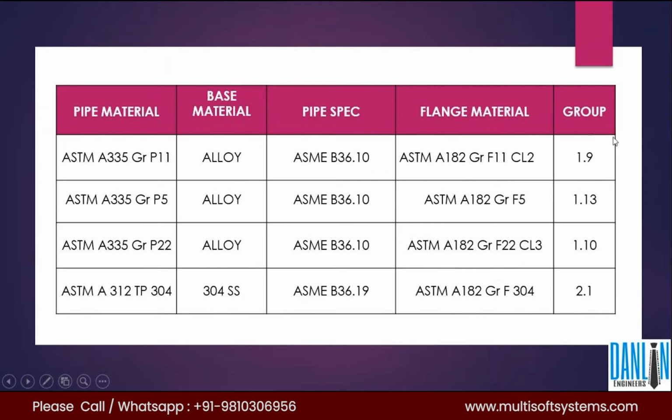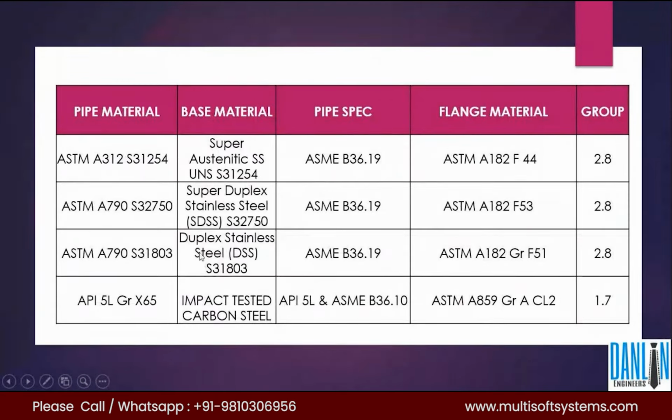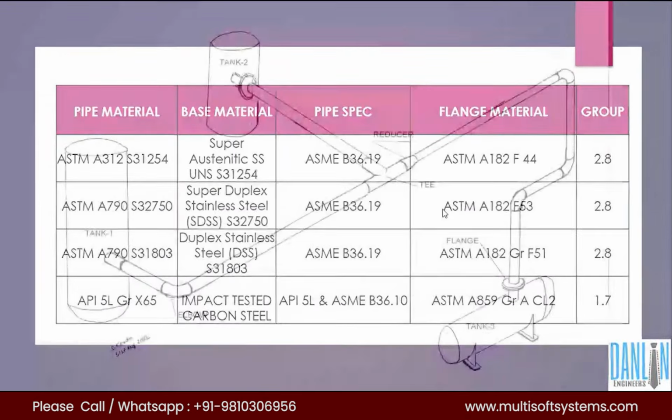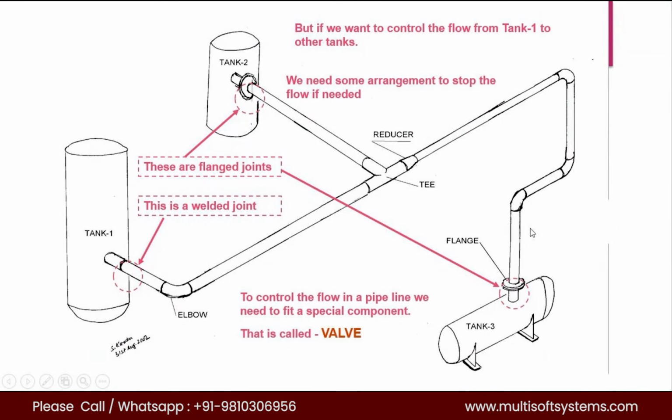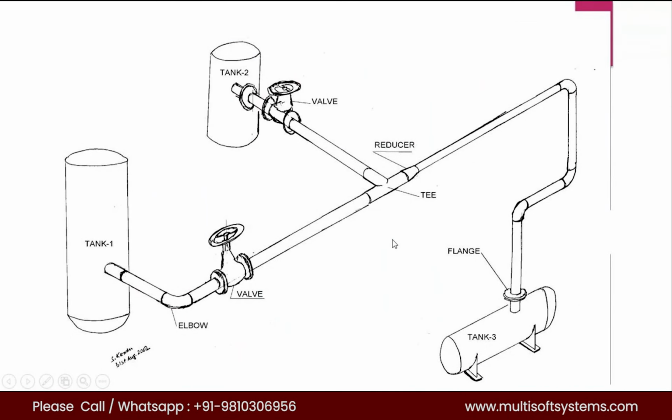And the grouping, the main reason we have to know is the grouping. What is the group from the B16.5? So likewise, for different pipe material, different flange material, and what is the grouping, these details the stress engineer has to know. Okay, and then valves. Just a small idea about the valves I am going to share now.